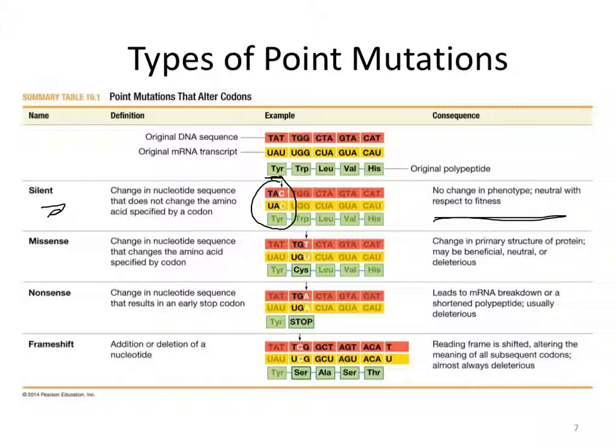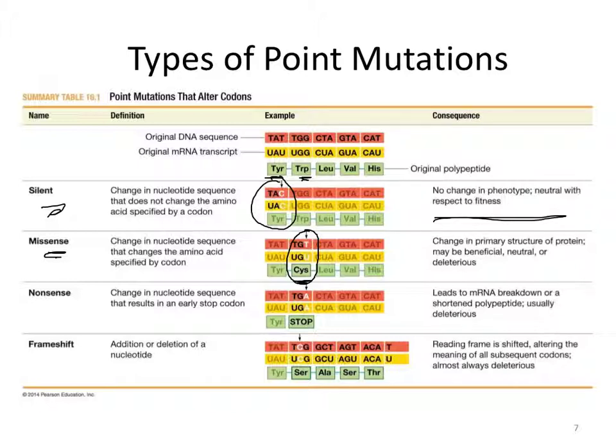So that would result, of course, in no change in the protein, therefore no change in the phenotype, no impact on the organism's fitness. A missense mutation means that the nucleotide sequence has changed in such a way that the amino acid is now different. So here is a missense mutation. We've gone from the amino acid tryptophan to the amino acid cysteine at that position. The effect of that on the organism is hard to predict. You have to look at it in the overall context of what amino acid has been changed, what it becomes, and how it affects the protein that it is found within. So it may be beneficial, neutral, or deleterious.